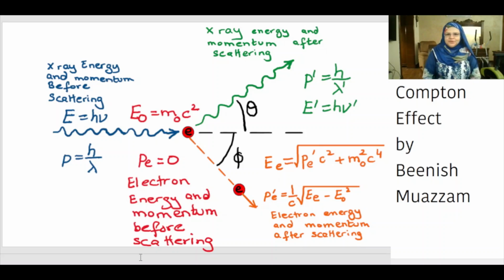Compton derived the expression for Compton shift by treating photon and electron as relativistic particles. He used the principle of conservation of momentum and conservation of energy. It is a very elegant derivation and it explained the experimental results beautifully.